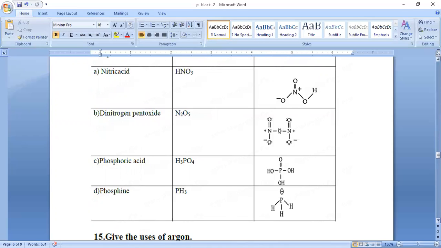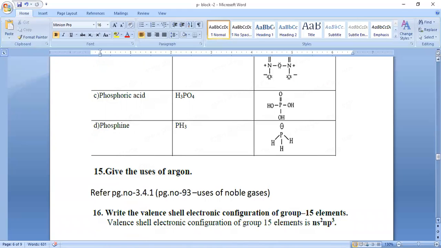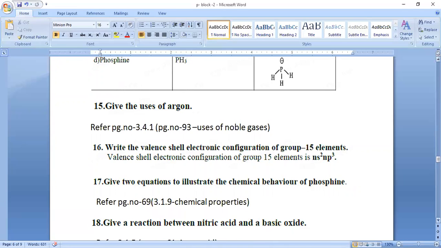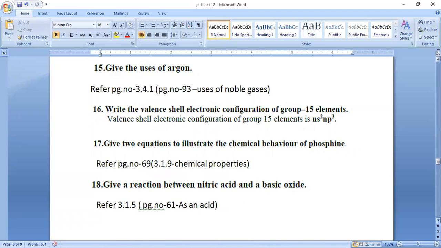Next, the uses of argon. The answer is on page number 93, under the content 3.41, under that, uses of noble gases. Next, question number 16. Write the valence shell electronic configuration of group 15 elements. The electronic configuration is ns2 np3.